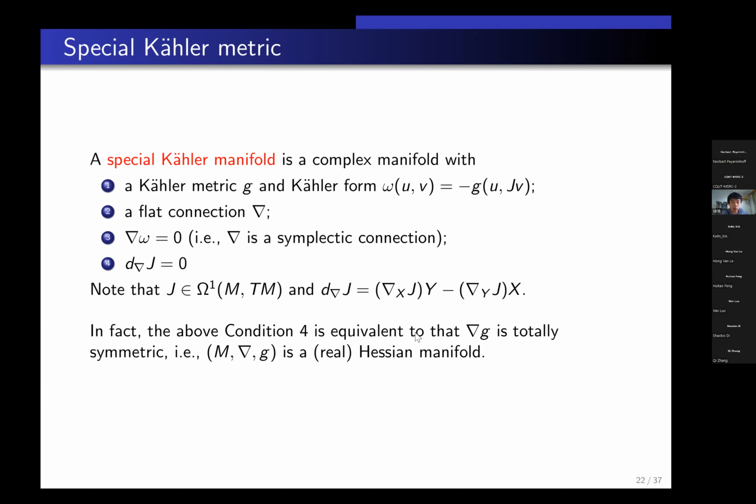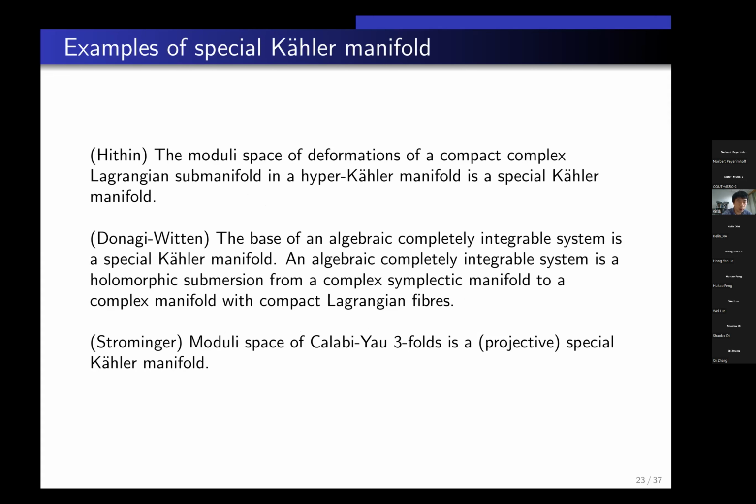So examples of special Kahler manifold include the moduli space of deformations of a Lagrangian submanifold in a hyper-Kahler manifold, and also the base of a completely integrable system, and also the moduli space of Calabi-Yau threefolds. Our definition of special Kahler is so-called affine, and we can also similarly define projective special Kahler manifolds.